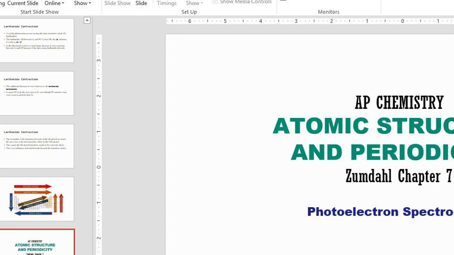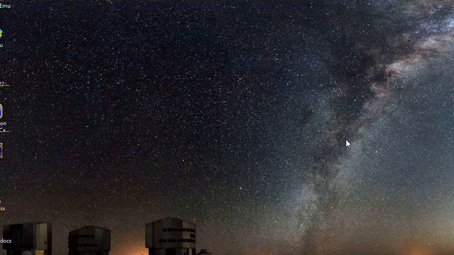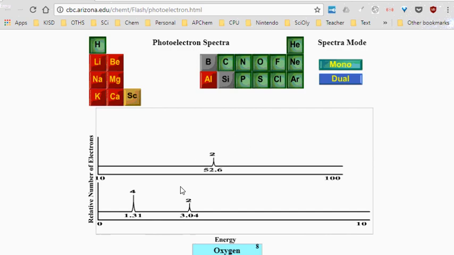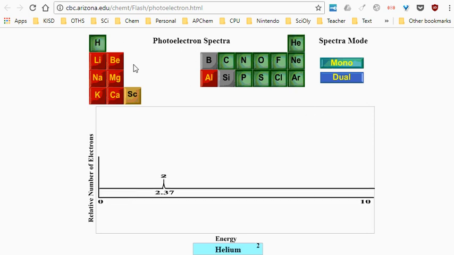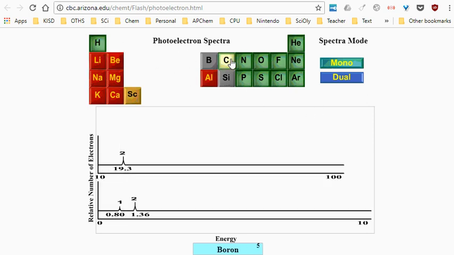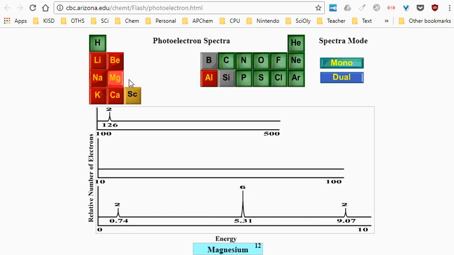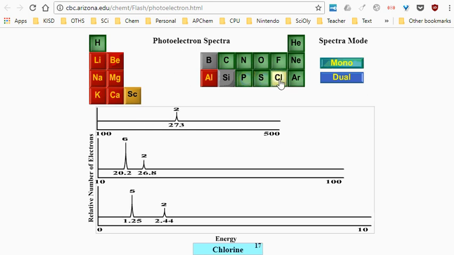So that's the last slide of this slideshow. I do want to show you the link that's given at the very end and that we looked at in class. And we'll pull that up now. So there that is. And what this allows us to do is click through some of the representative elements' photoelectron spectra, to investigate the various ionization energies of electrons of those atoms.